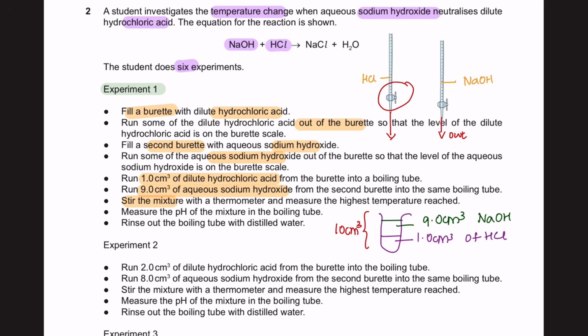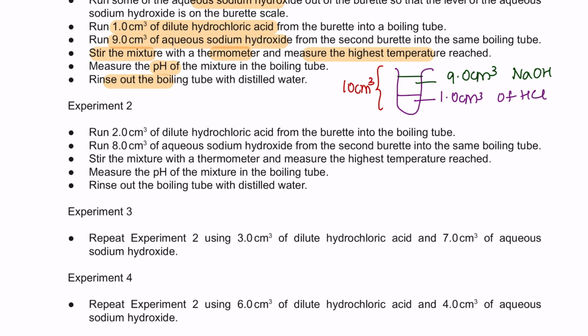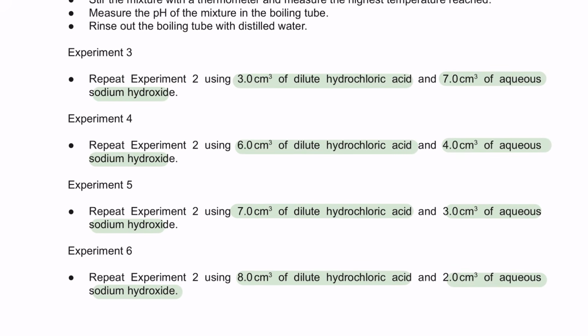Stir the mixture with a thermometer and measure the highest temperature reached. Measure the pH of the mixture in the boiling tube and rinse out the boiling tube with distilled water. And for experiment 2, the same experiment is repeated but with a different amount of hydrochloric acid and a different amount of sodium hydroxide. And for experiment 3, it's the same. Different hydrochloric acid and different amount of sodium hydroxide. So the concentration of hydrochloric acid to aqueous sodium hydroxide was changed from experiment 2 to experiment 6.